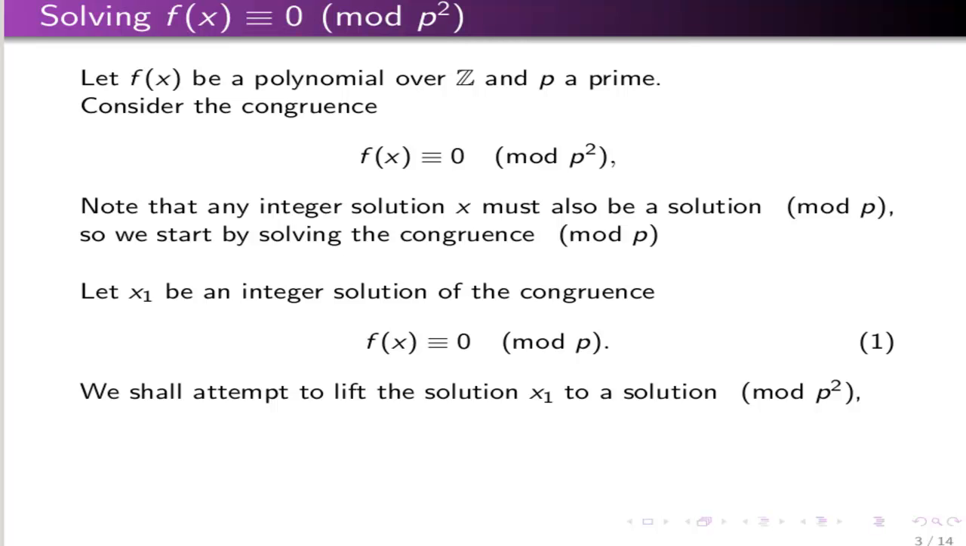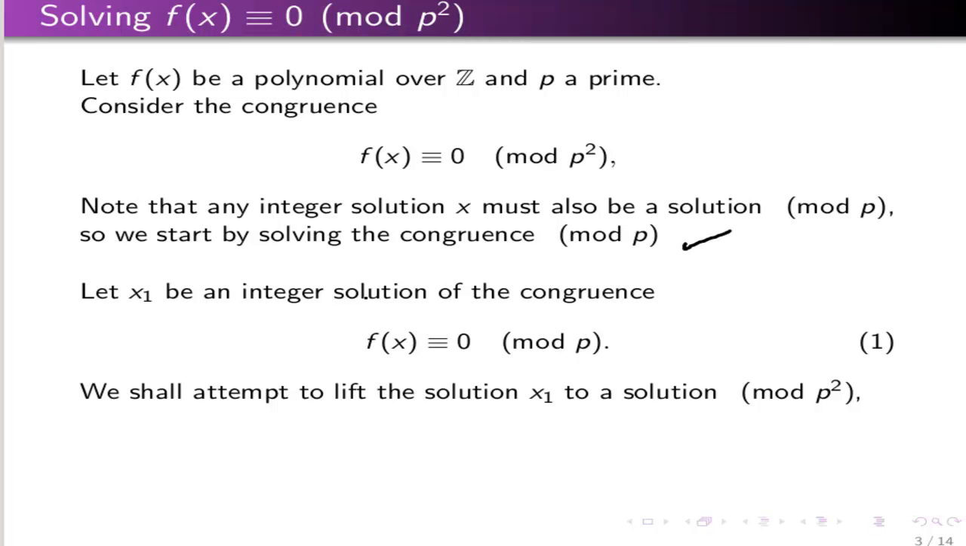So let's start by looking at a congruence mod p squared, where p is a prime. Let f of x be any polynomial over Z, and consider f of x congruent to 0 mod p squared. Now note that any integer solution of this congruence must already be a solution mod p, because this is saying p squared divides f of x, and so in particular p would have to divide f of x. So we have to start with a solution mod p.